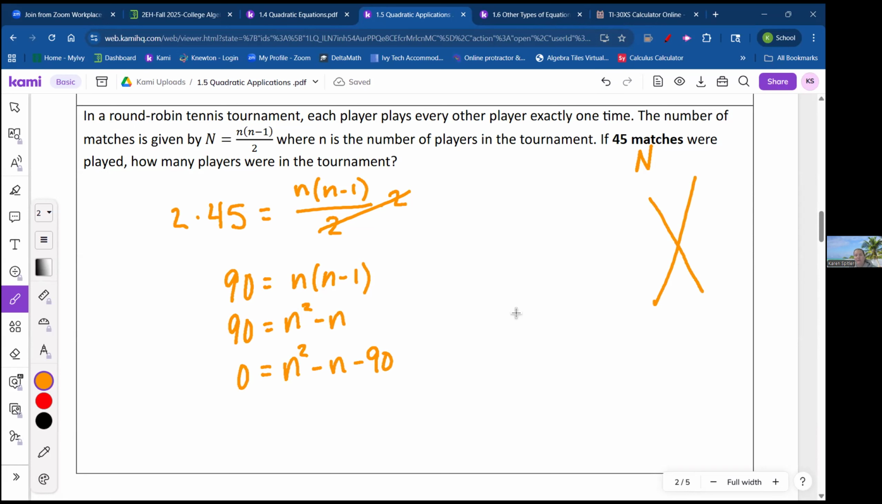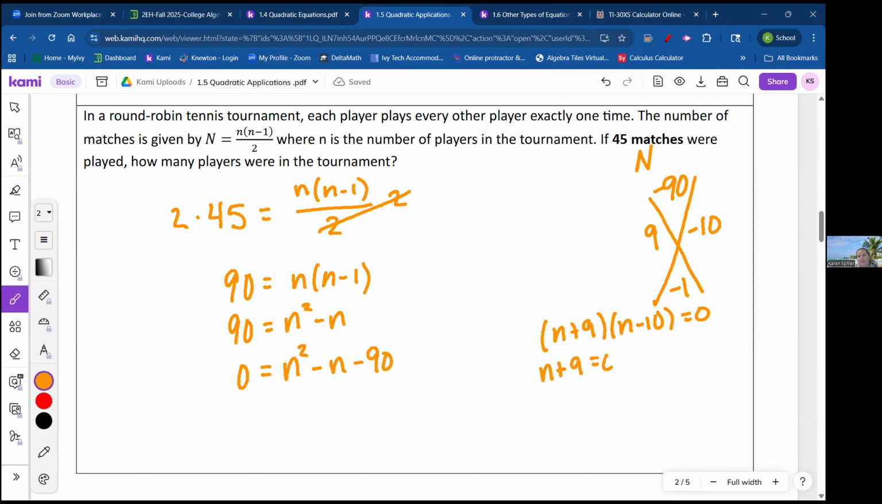If you did not know it was factorable, you could use the quadratic formula as well. If you're like, how do you know that factors? Years and years of practice, that's how. But if you don't know if it factors or not, use the quadratic formula. So negative 90, and that's negative 1. What multiplies to give me negative 90 and subtracts to give me negative 1? 9 and negative 10. So then I have n plus 9 times n minus 10 is equal to 0.